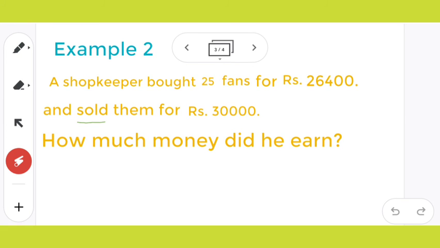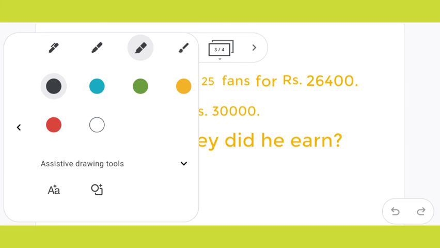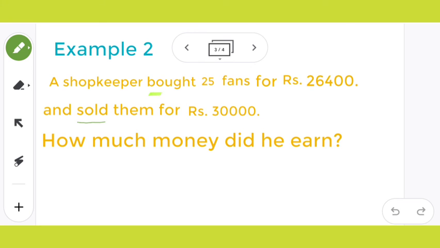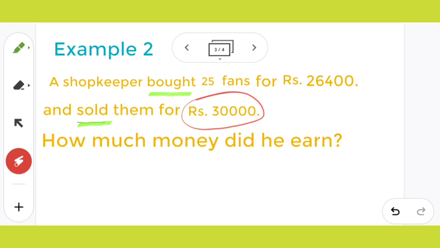Okay, see here, when you write the statement, you have found it is a subtraction, isn't it? So when you find it is a subtraction, you have to write the bigger number first. Which is the bigger number here? 30,000 is the bigger number, so this you will write first. 26,400 is a smaller number. Whenever you are writing subtraction, you write the bigger number first.